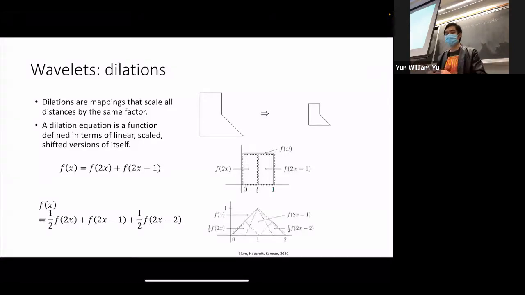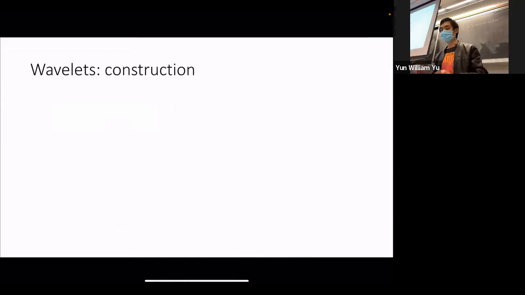There are other ways of doing this. This is a slightly more complicated example where you have f(x) equal to 1/2 f(2x) + f(2x - 1) + 1/2 f(2x - 2). Basically, what you're saying is that if we started with this triangle function, you can get that triangle function by taking a smaller triangle, another smaller triangle, and another smaller triangle and adding them together. And so these are dilation equations, intuitively.